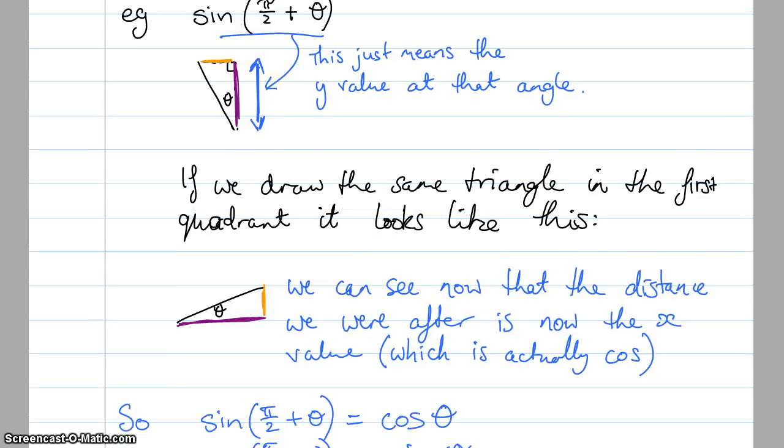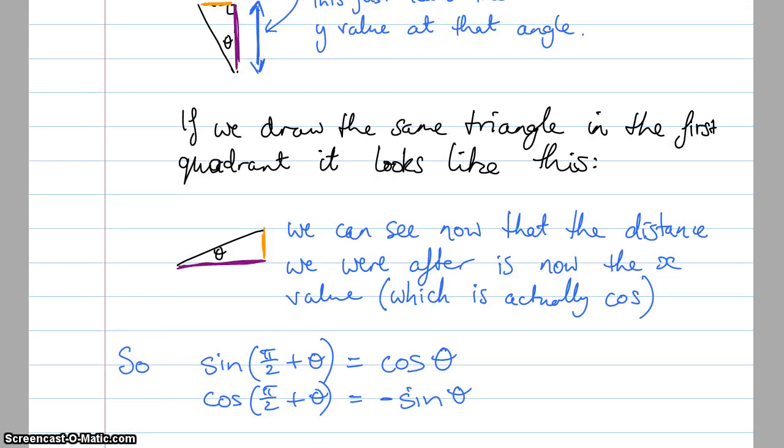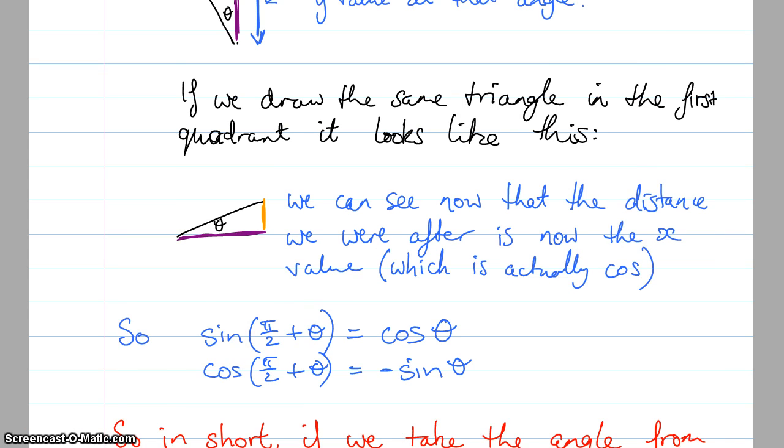So I think we had these rules down here. Sine of pi on 2 plus theta ends up becoming cos theta, and cos of pi on 2 plus theta ends up becoming negative sine theta. And that was all to do with the x values swapping to become y values, and so on and so forth. I won't go into it again because you can watch the other video.